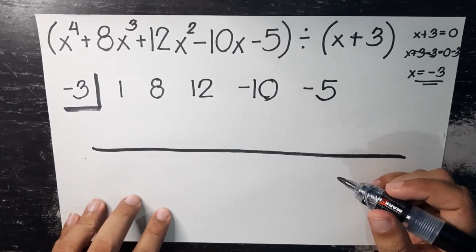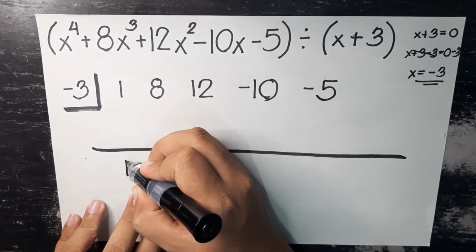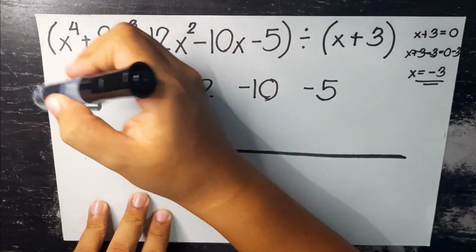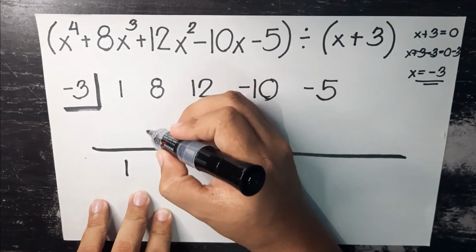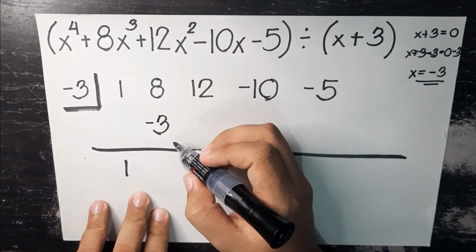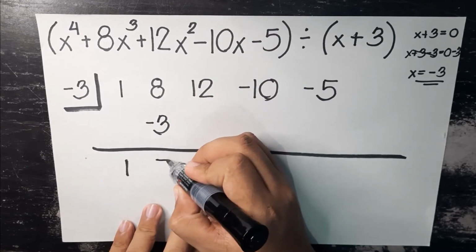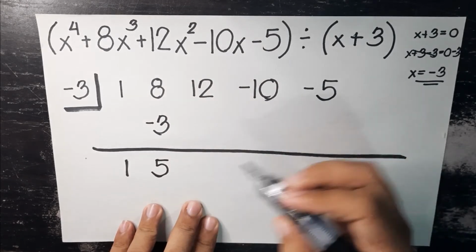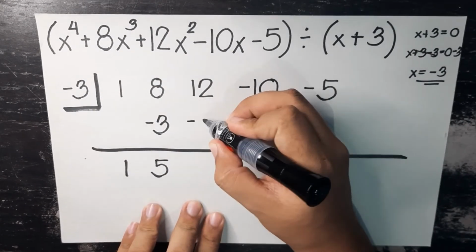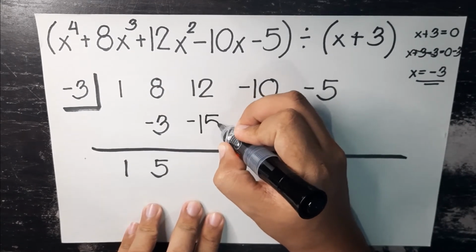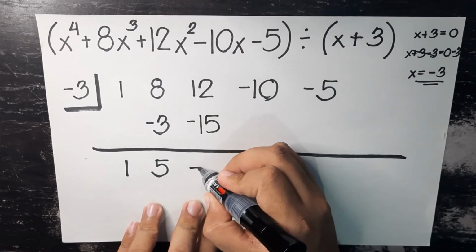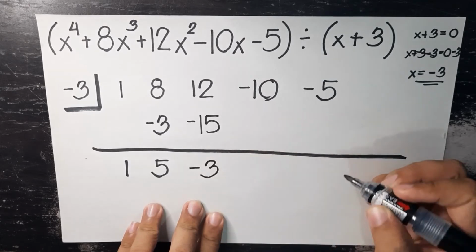Now, same process, bring down the first term. Multiply, add. Multiply, add. So 1 times negative 3 will give us negative 3. 8 minus 3 gives us positive 5. 5 times negative 3 gives us negative 15. 12 minus 15 gives us negative 3.